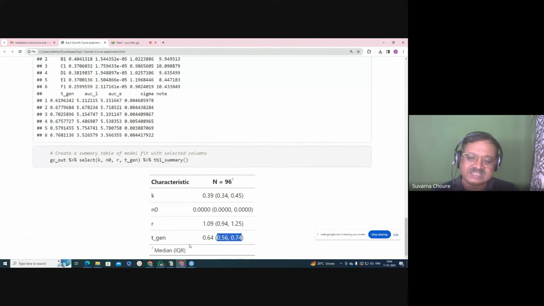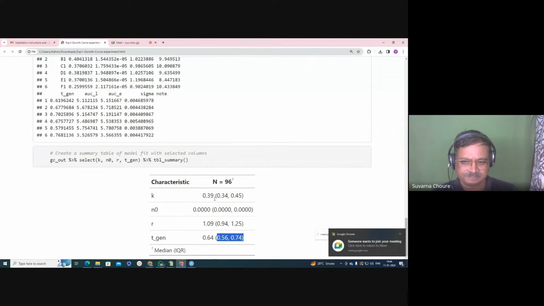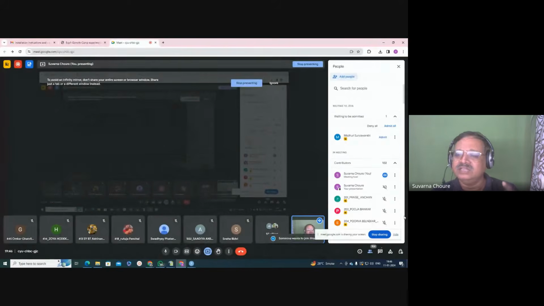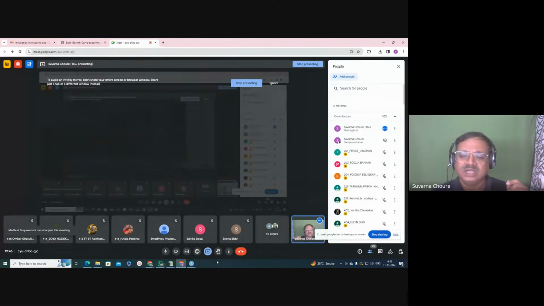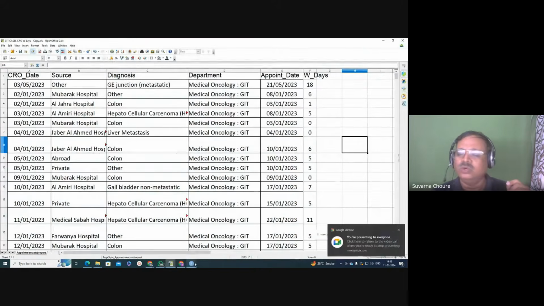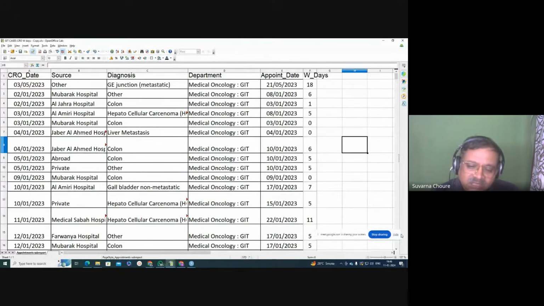Okay. And this is median. You can see it as footnote, and here that one is given. Because all these values are median followed by interquartile range. And all these things you will learn as you go on learning the R program.